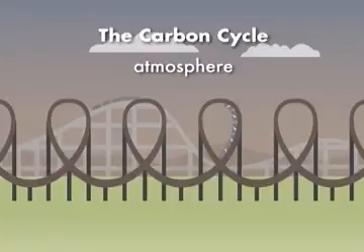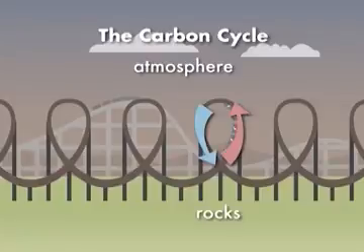Great question. The answer has to do with the ways that human activities are affecting the carbon cycle. We'll learn about this in a moment. But first, let's check out one more loop in this carbon cycle roller coaster. This time we'll see how carbon cycles from the atmosphere to rocks.